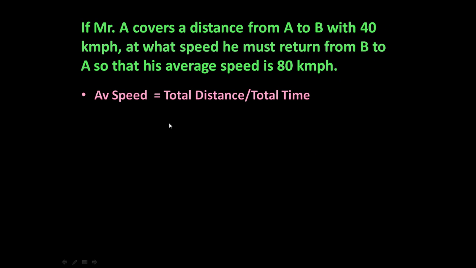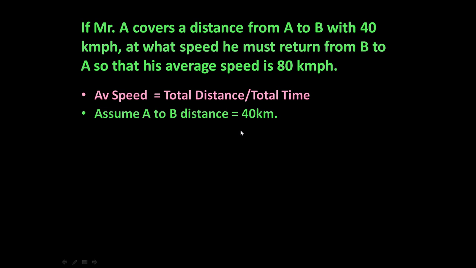We know the formula for average speed. Average speed is equal to total distance upon total time. So here distance is not given, but we know A to B and B to A, it is the same distance. So let us assume whatever we want. Let us assume, just for the simplification of the problem, A to B distance is 40 km. Here you can assume this distance anything, it may be 10 km, 20, 40, 100, anything you can assume, but here we assumed it is 40 km A to B distance. So B to A distance will also be 40 km.